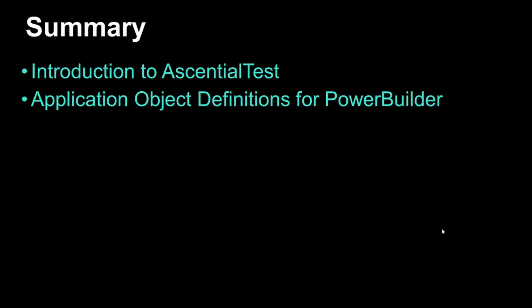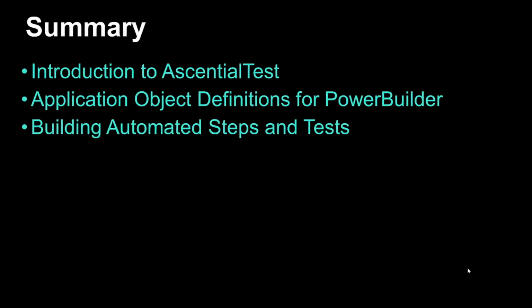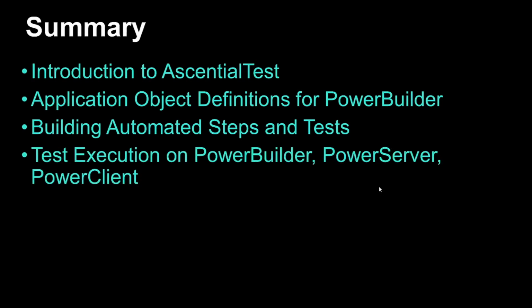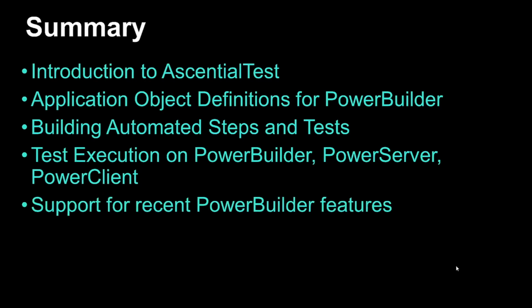In summary, I gave you a pretty good introduction to AscentialTest. You've learned about creating application objects for a PowerBuilder application. I discussed building automated steps and tests. And then we saw how we can run a single set of tests against a PowerBuilder, a PowerServer, and a PowerClient application. And just now we looked at some support for some recent PowerBuilder features, including the ribbons, REST, and the embedded Chrome.